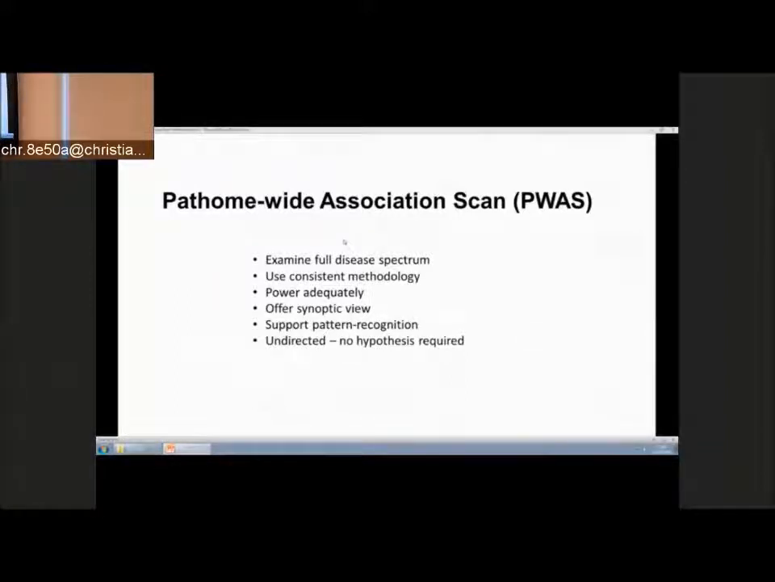So what you want to do is examine the full disease spectrum using a consistent methodology throughout. You want to adequately power every single disease you look at. You want to provide a synoptic bird's eye view of the big picture so that you can use the pattern recognition capability, which is built into our retinas. And you want to be undirected. It shouldn't be based upon hunches or guesses or hypotheses that people have. Where do those come from? They have to come from looking at data to begin with. And this is where you would start.